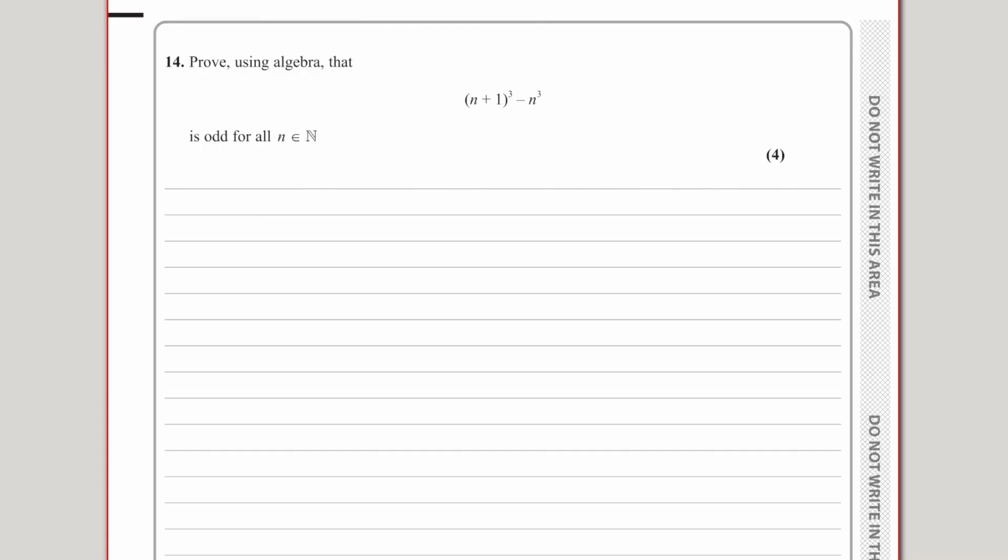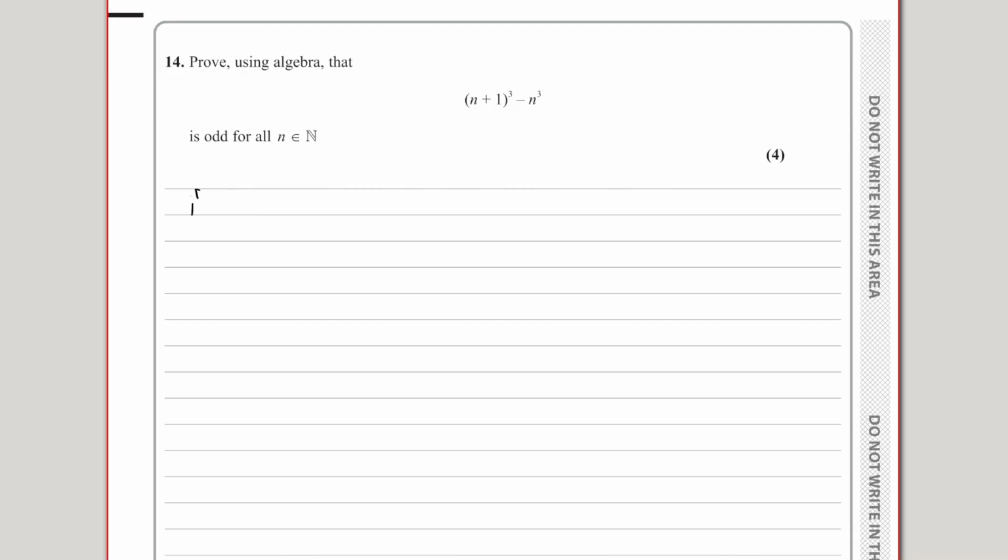Question 14. Prove using algebra that (n+1)³ − n³ is odd for all natural numbers, so all positive integers, and we can just do even and odd. So we can look at if it's even, is it odd? If n is even, we get an odd result. If n is odd, we get an odd result. Therefore, we have proved it.